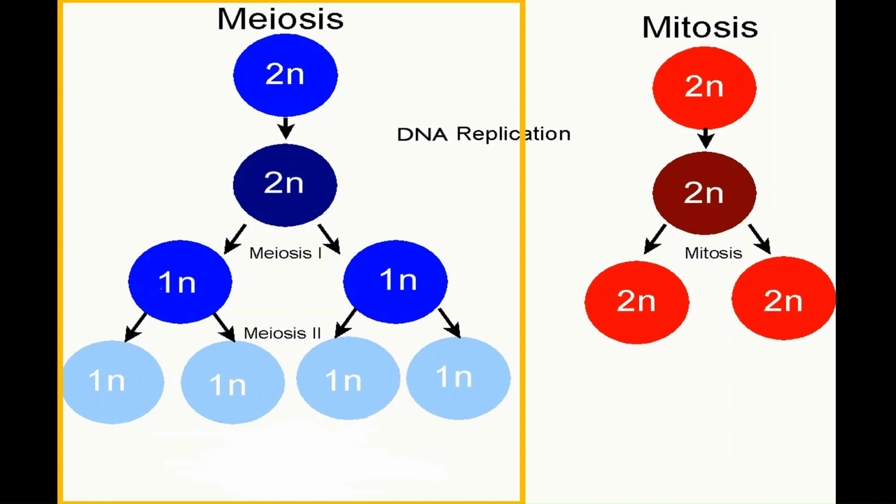You start with 2n, you end up with 2n. You start with one cell, you end up with 2. And mitosis is only involved in growth, whereas meiosis is involved in gamete formation, also called gametogenesis. So let's look at the process of meiosis.